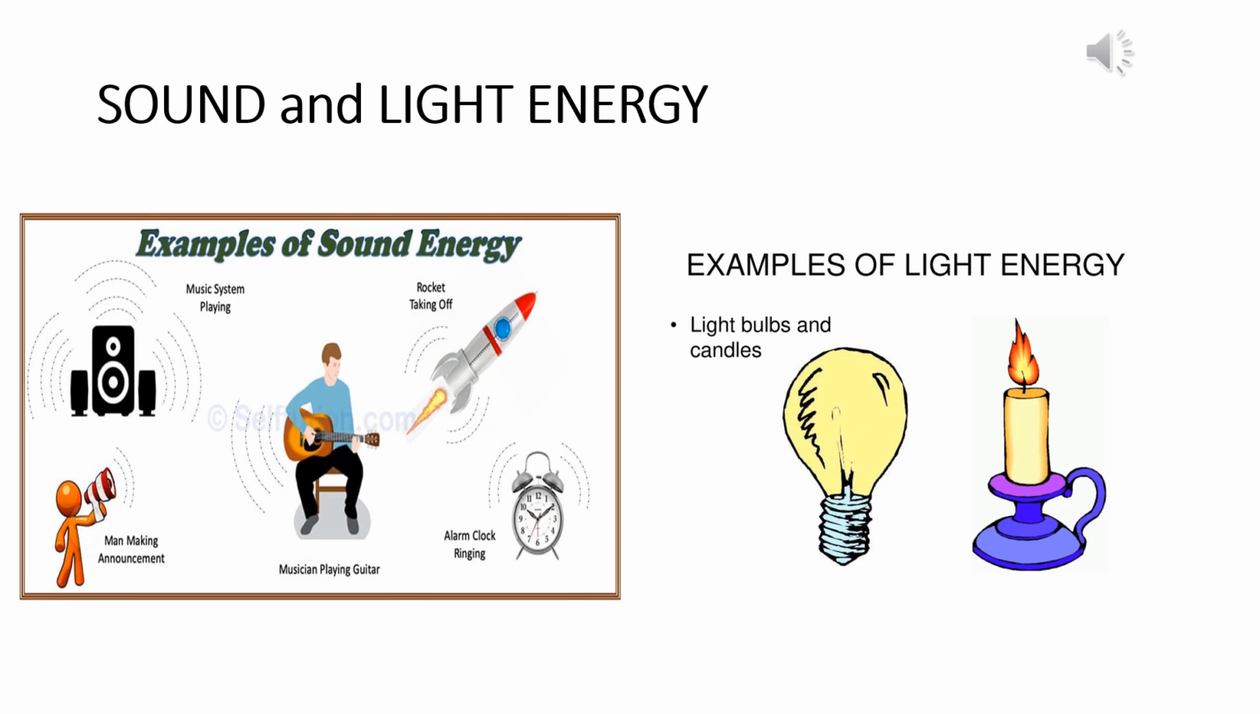And light energy is nothing but the light that we can see. The most natural source of light energy is the sun, and other examples are light bulbs and candles. Those are artificial sources of light energy. The natural source is the sun.